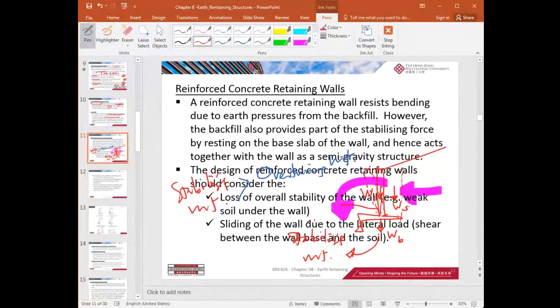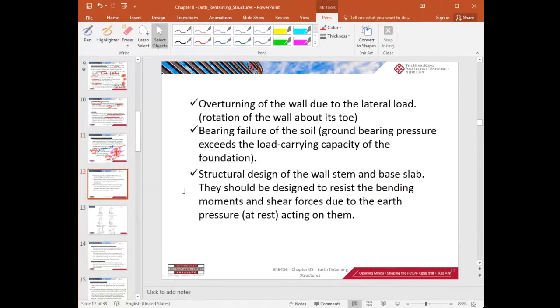And of course, you have to prevent not only overturning, but also sliding as well as soil bearing capacity failure. So you have no sliding, no overturning, and also no soil bearing failure, right? And finally, you have to carry out the structural design for the wall stem and the base slab.